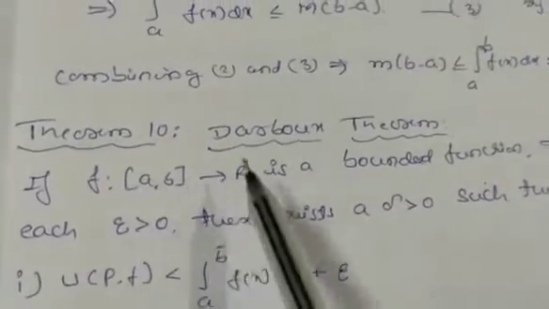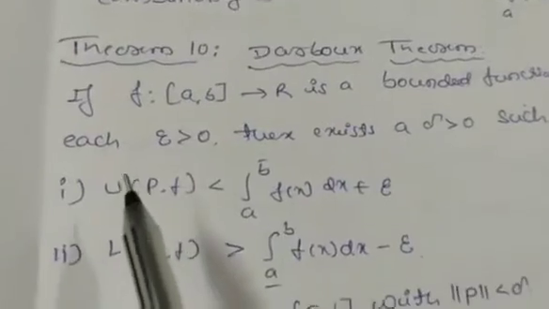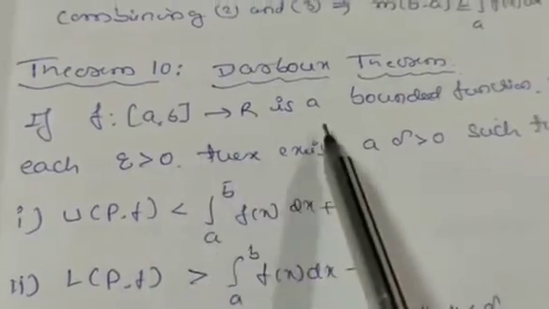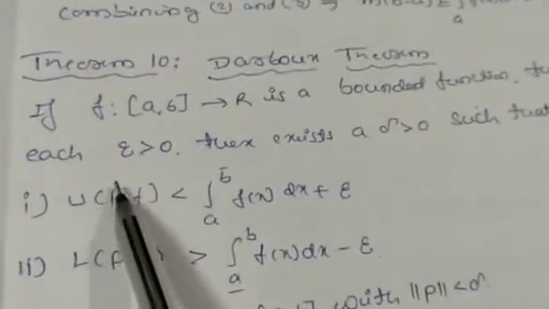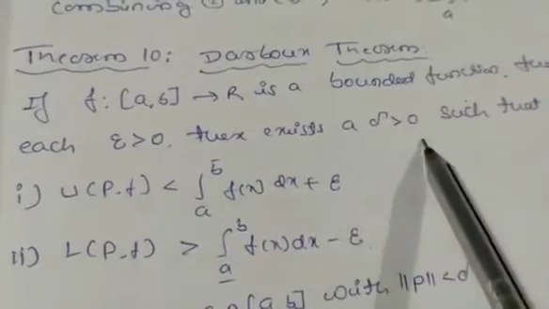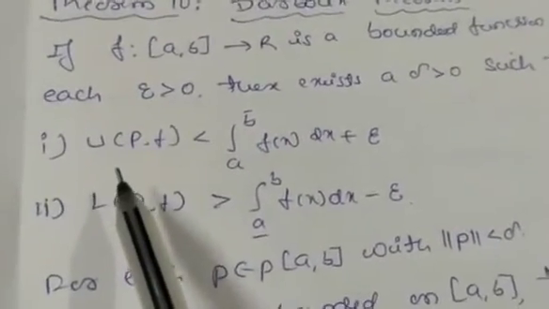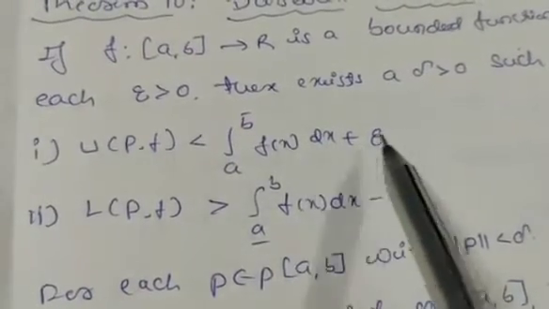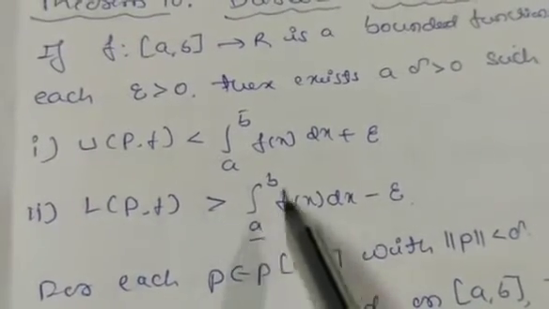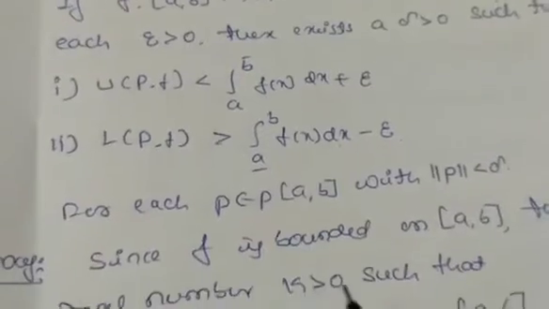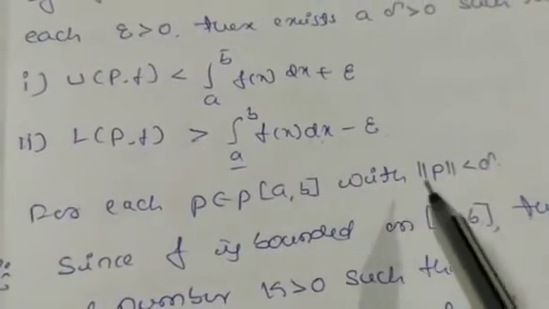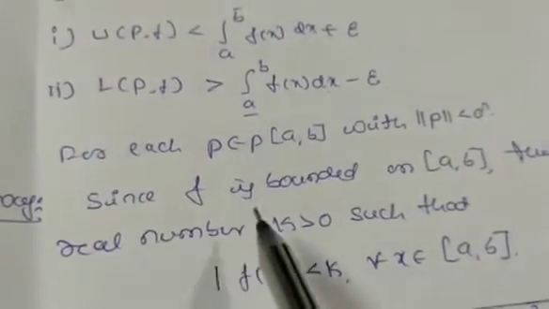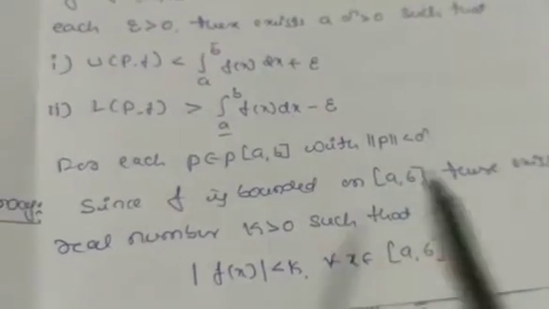Let us take one more theorem. We can also call it the Darboux theorem. The statement of this theorem is: if f is a function from [a, b] to R that is a bounded function, then for each epsilon greater than 0 there exists a delta greater than 0 such that, first, U(P,f) is less than the upper Riemann integral of f(x) dx plus epsilon, and L(P,f) is greater than or equal to the lower Riemann integral of f(x) dx minus epsilon, for each P belonging to P[a, b] with norm of P less than or equal to delta.